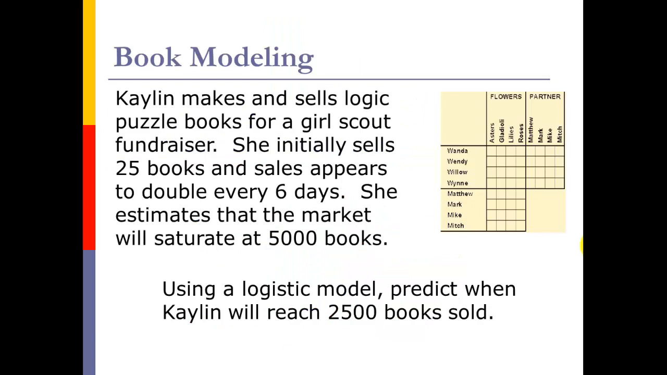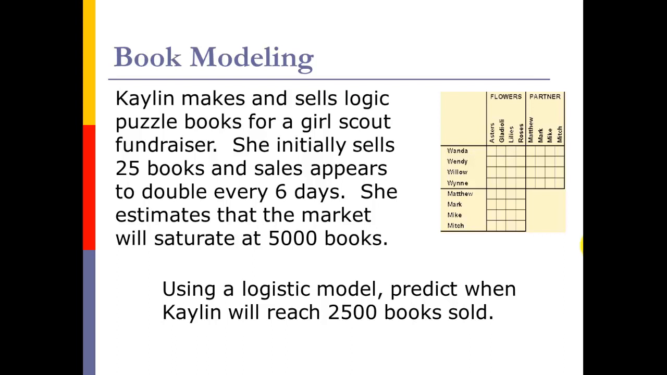We've got Kaylin. She's doing a fundraiser for her Girl Scouts, and she makes some logic puzzles. And so she's selling these books. Initially, she sells 25 books. Looks like sales are really going well, doubling every 6 days. But she expects to sell about 5,000 books. That's what the market's going to take.